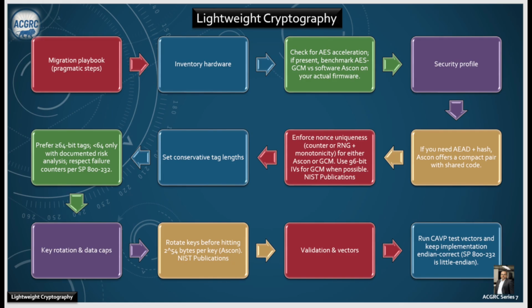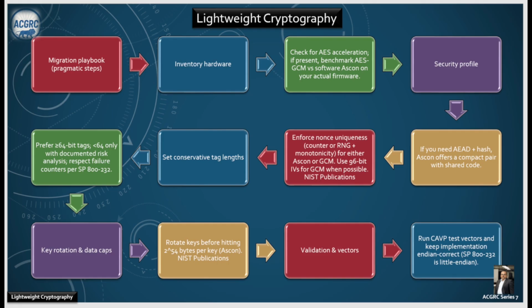Then look at the security profile. If you need AEAD or hash, Ascon offers a compact pair with shared code. Enforce nonce uniqueness for either Ascon or GCM, or use 96-bit IVs for GCM when possible. Set conservative tag lengths. Document risk. Do perform your risk analysis.